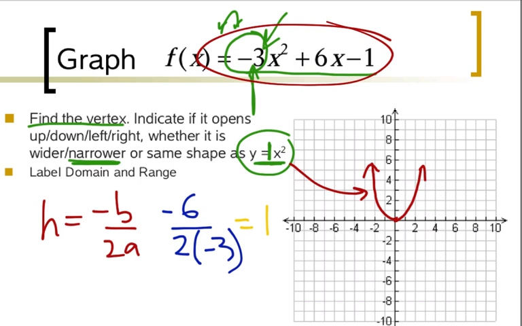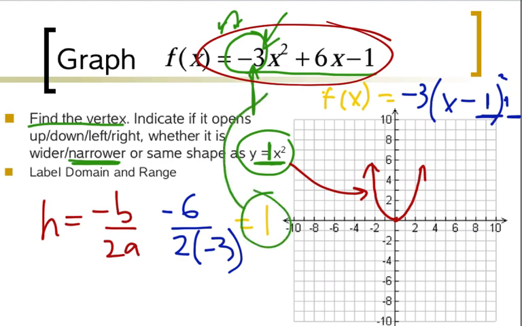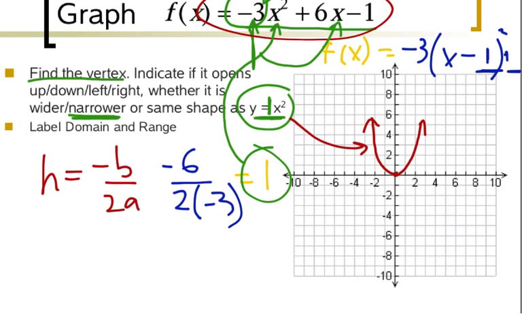I got f of x is, and again we steal the a, so it's negative 3 parentheses x minus my h value, which is 1, I just found, squared, and then we just have to add k. Well, we got to figure out what k is. So we take our 1 and plug it in for x in these two places. Okay, so going to rewrite here. We've got negative 3 times 1 squared plus 6 times 1 minus 1.